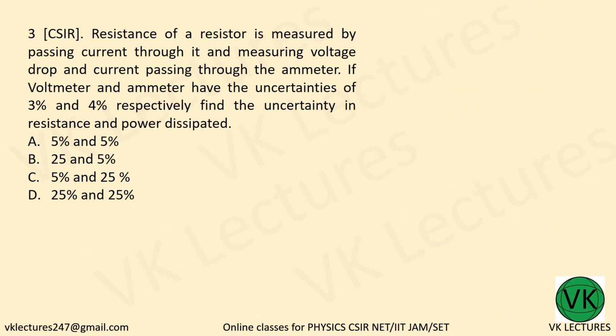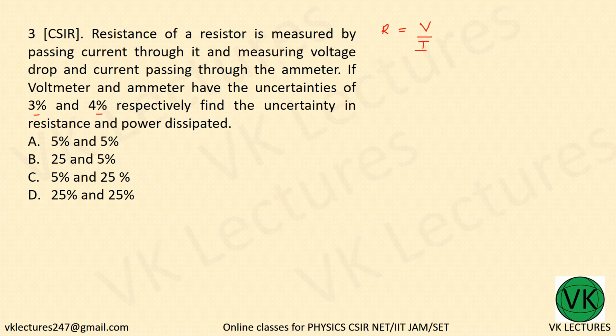This is another CSIR problem. Let's see. Resistance of a resistor is measured by passing current through it and measuring the voltage drop and current passing through the ammeter. The voltmeter and the ammeter have the uncertainties 3% and 4% respectively. Find the uncertainty in resistance and power. Now R is equal to V by I. This is from Ohm's law.